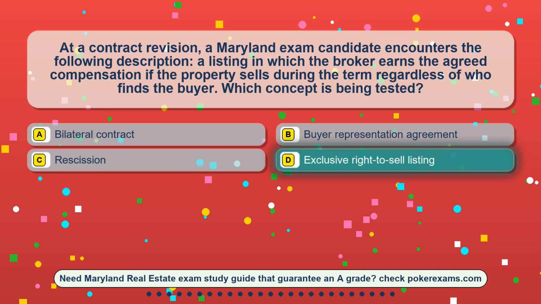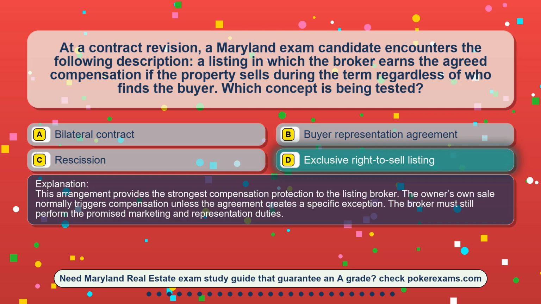The correct answer is option D, exclusive right to sell listing. This arrangement provides the strongest compensation protection to the listing broker. The owner's own sale normally triggers compensation unless the agreement creates a specific exception. The broker must still perform the promised marketing and representation duties.